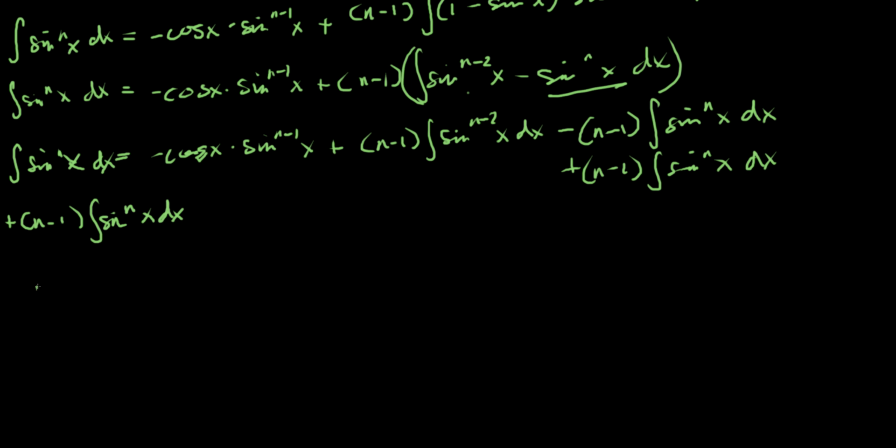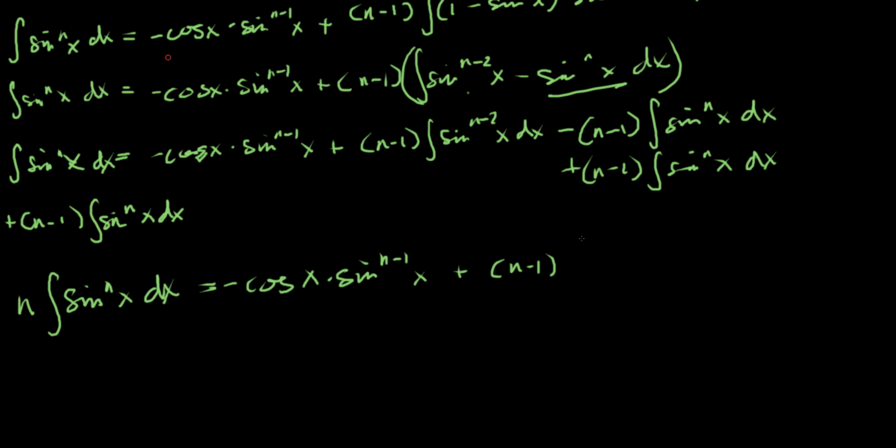So let's think about this. You have one, you're adding n minus 1. Well, that's just 1 plus n minus 1. The 1 and minus 1 cancel out. You just have n of them. So now we need to go back here and say that we have n times the integral of sine to the n of x dx is equal to negative cosine of x times sine to the n minus 1 of x plus n minus 1 times the integral of sine to the n minus 2 of x dx. And I hope you see that we're practically there.